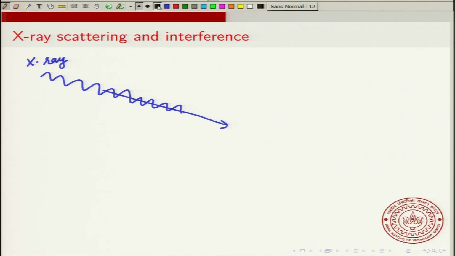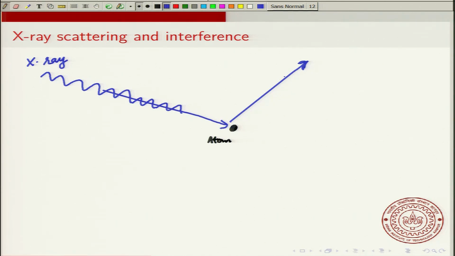Now, interesting things happen when it interacts with atoms. When it interacts with atoms, so this is an atom, it basically interacts with the electrons in the atom and then it gets scattered in some direction. Now, typically it will get scattered in several directions, but there is a scattering intensity which says that in certain directions the scattering will be the largest.